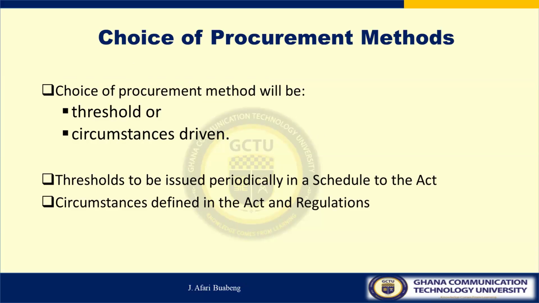Okay, hold on. There are two determinants. To select a method, there are two determinants. But one is the primary determinant, and that is the threshold. And I'm saying that you must only select a method based on the threshold.